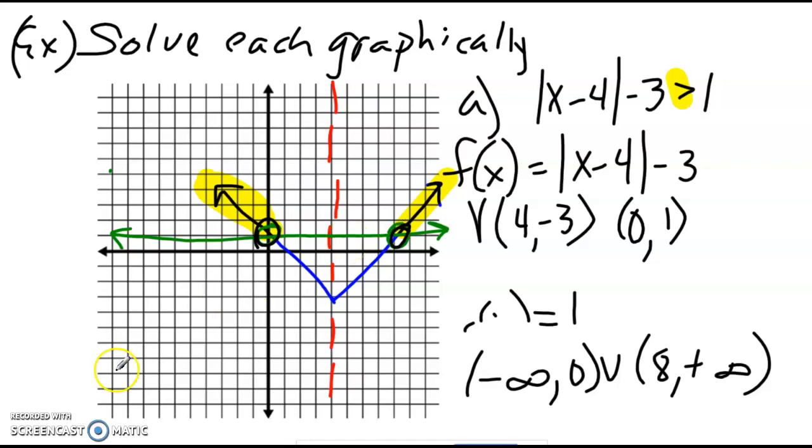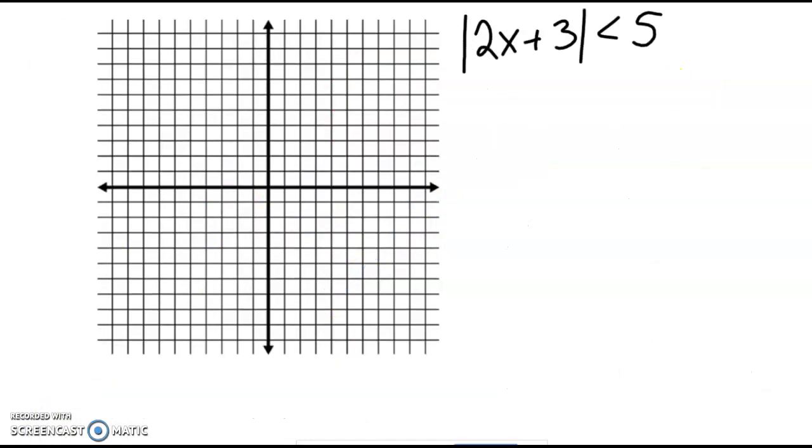Okay, let's do another one. You can kind of work this as I am doing it. We are going to separate this inequality into two functions. So we look at the left. We don't change anything in it. We just look at what's on the left, and we're going to write that as f of x. So f of x equals the absolute value of 2x plus 3.